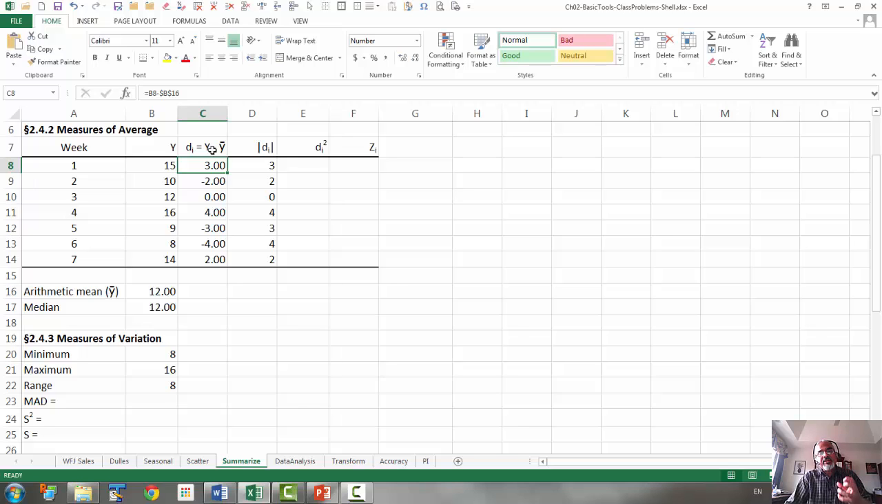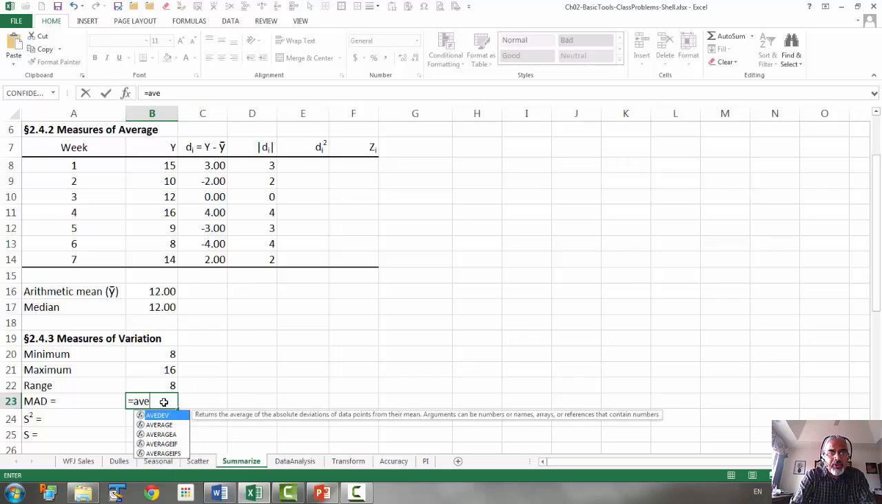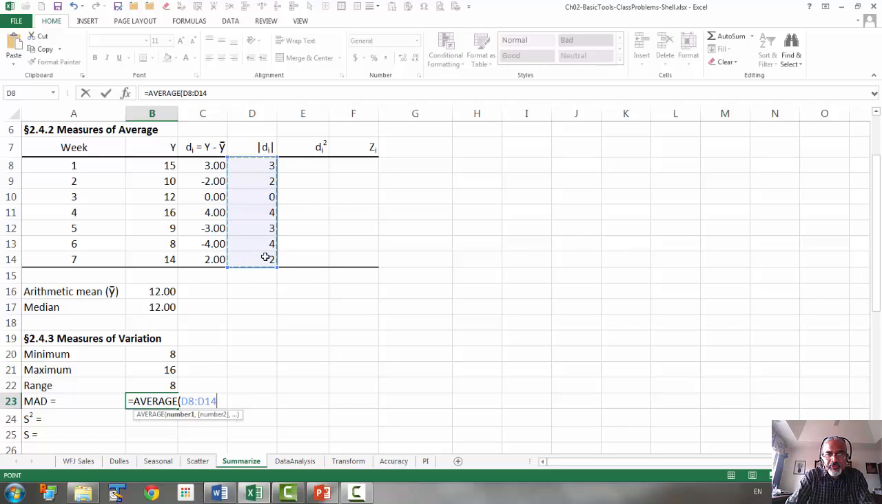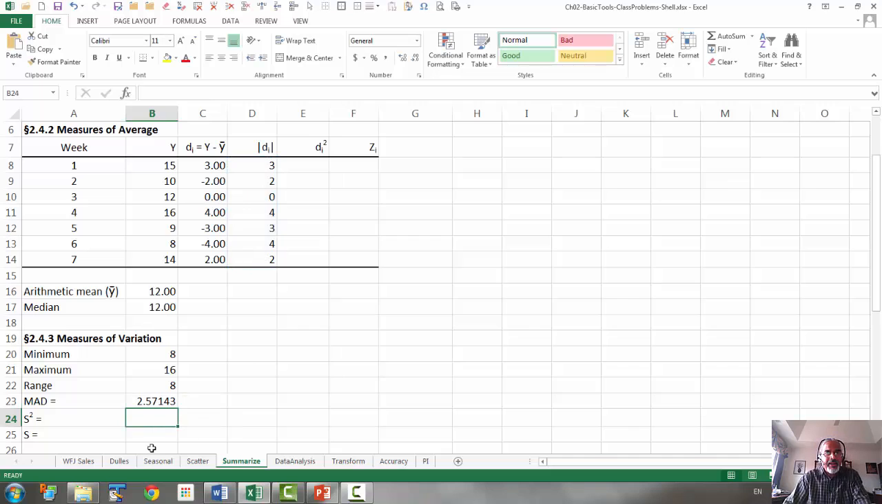So to measure the variability in the data, you have to make sure that the positives and the negatives don't cancel each other out. And one way of doing that is to take the absolute value and then average that. So that is our mean absolute deviation. So if you compute the average of the absolute deviations, you get MAD.